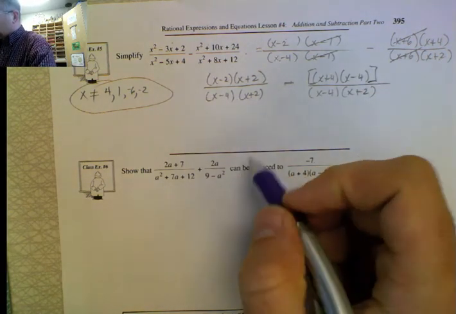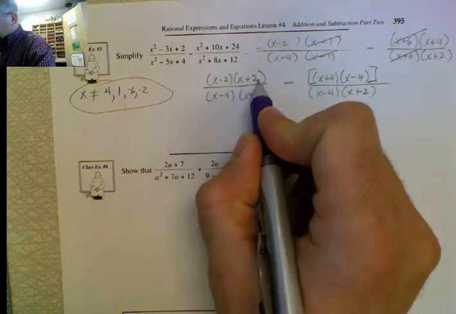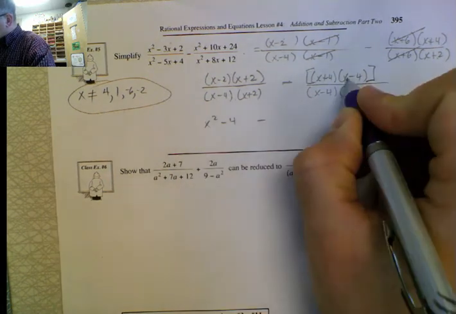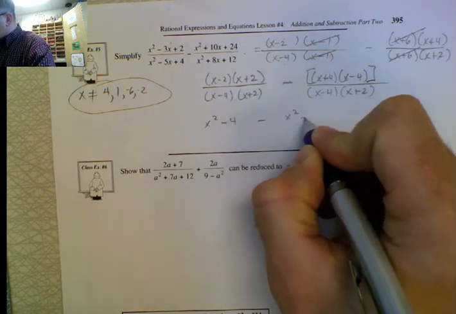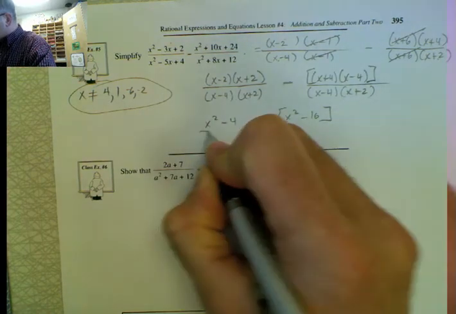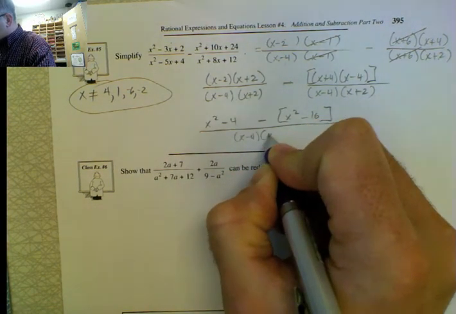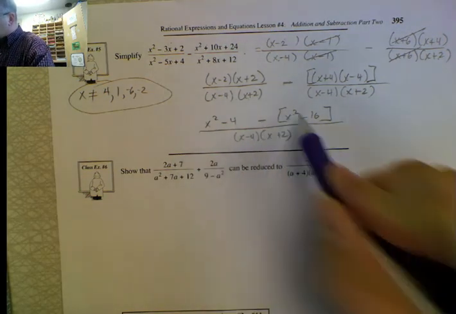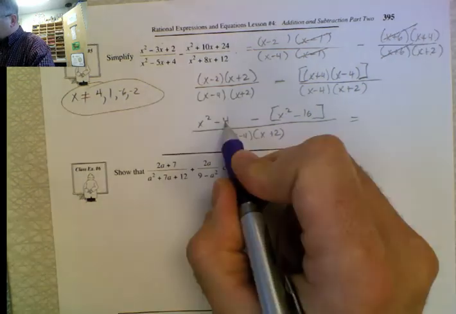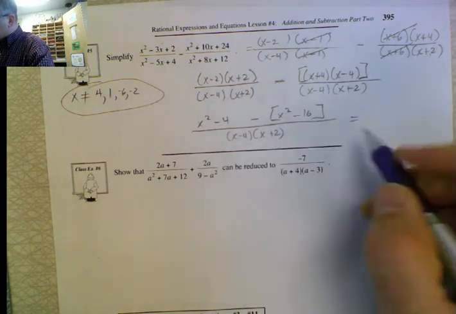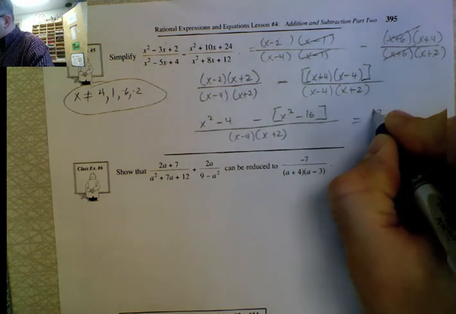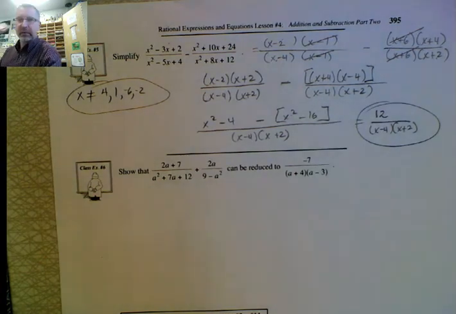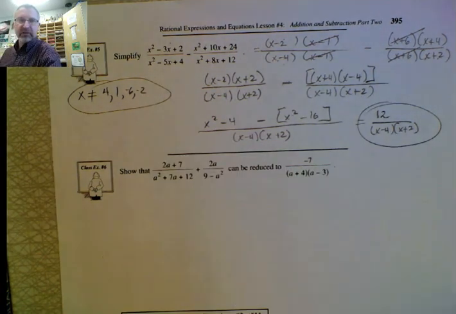So the next thing we're going to do is expand things. If we expand the numerator here, we're going to get x squared minus 4. If we expand the numerator in the second case, we're going to get x squared minus 16. And that's still all over x minus 4 and x plus 2. So now, if we go x squared minus x squared, we have nothing. If we take negative 4 minus a negative 16, that's actually going to give us 12, all over (x minus 4)(x plus 2). So there we go. Simplified, and we have the restrictions stated.